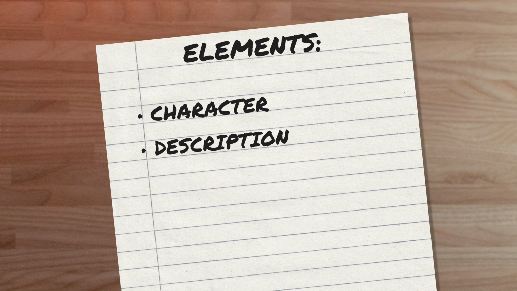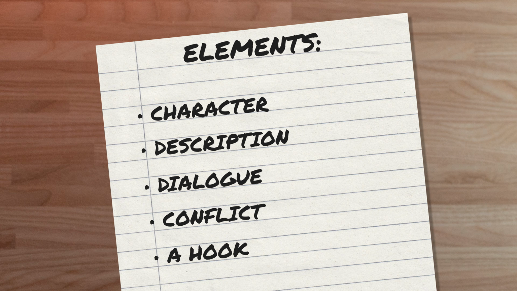Character, description, dialogue, conflict, and a hook. Before I go into what I mean by each of these and the reasons that I think they should show up in your opening scene, please note that I said try to include here. It's not essential to hit every single one of these every single time. These are also not the only things that you can include. They're just a suggestion for a place to start.